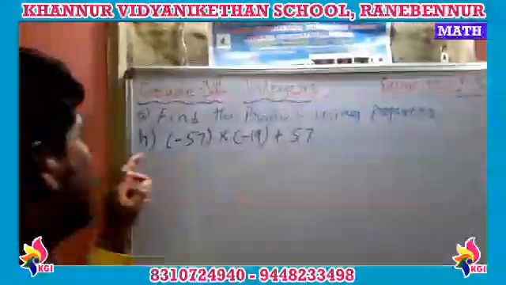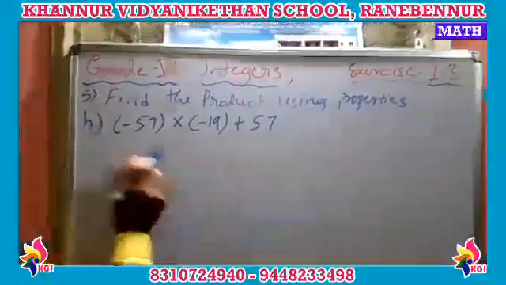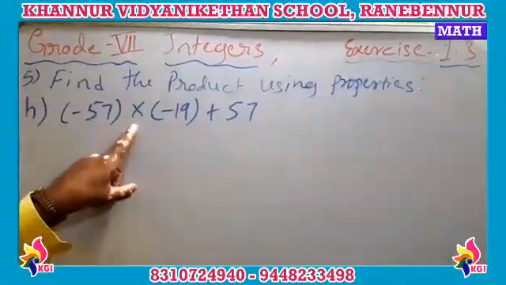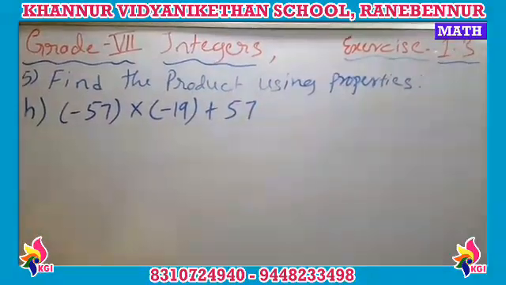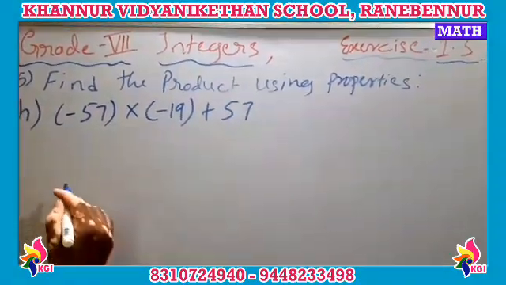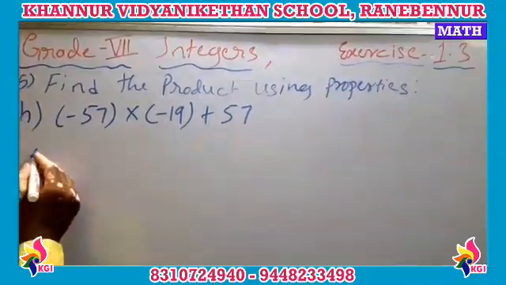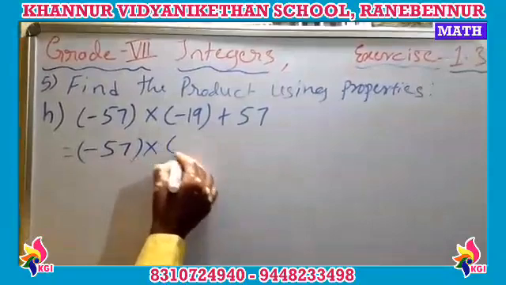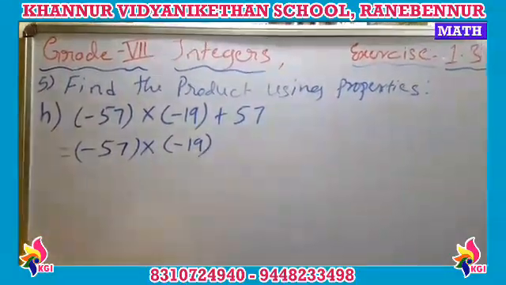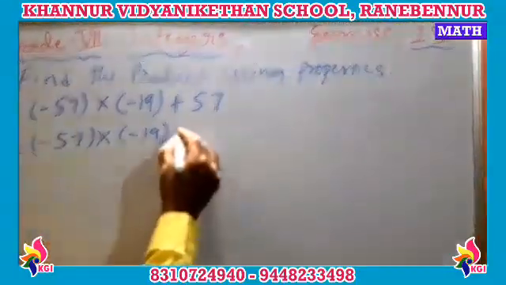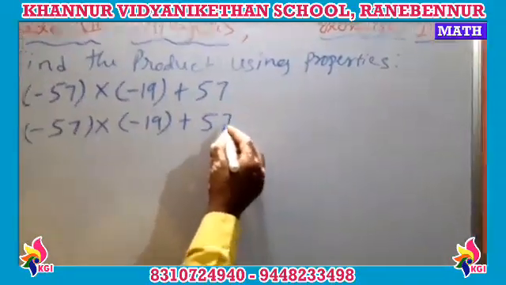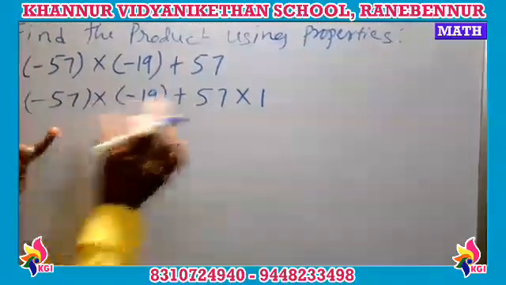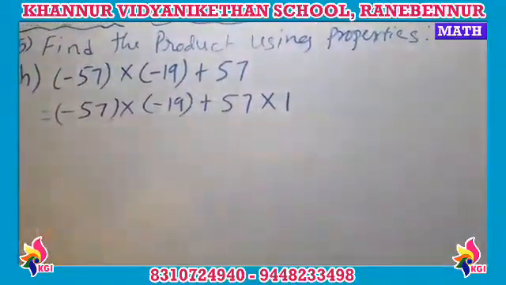Okay children, we can go for the last, that is H main. In this, if we see, we cannot cancel this 57 and 57. Why? Because the middle 57 is there. So we can again use the distributive property. I will show you how to use that. Now I can write this same as minus 57 into minus 19. Here the only change is plus 57, I write as it is. Here if I make this one with into 1, I can see the common 57 on both sides. Correct na children?